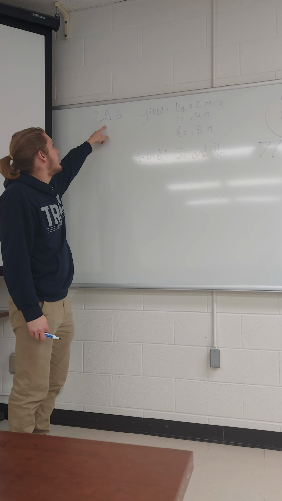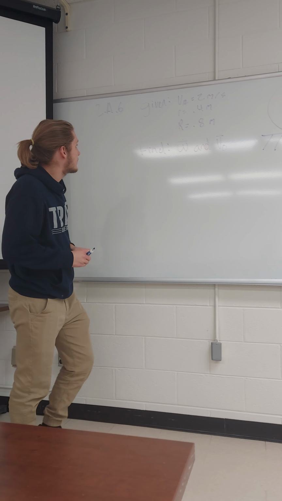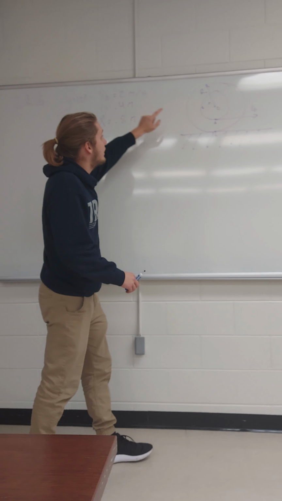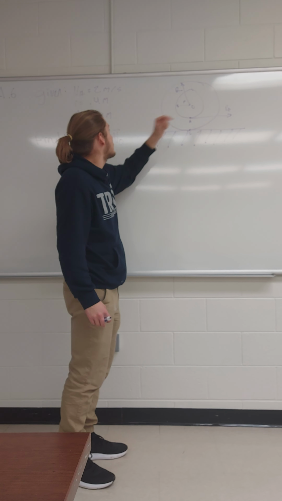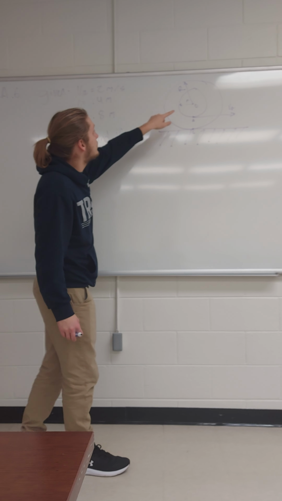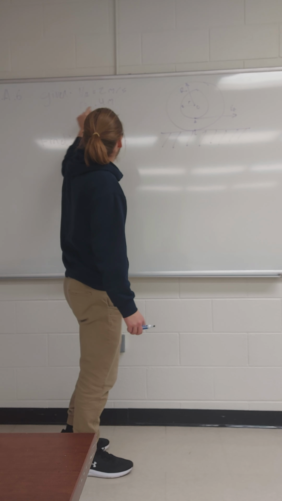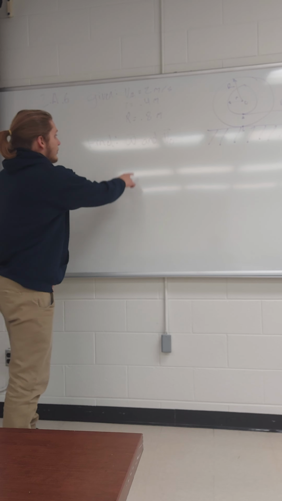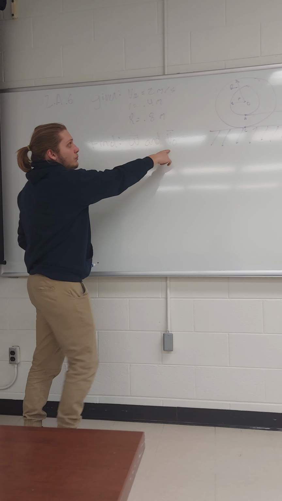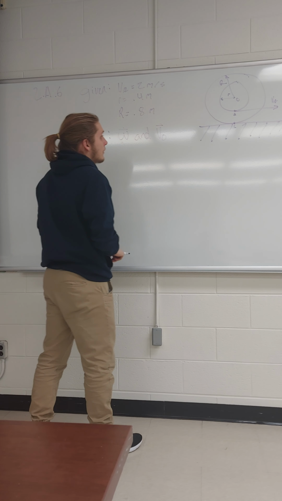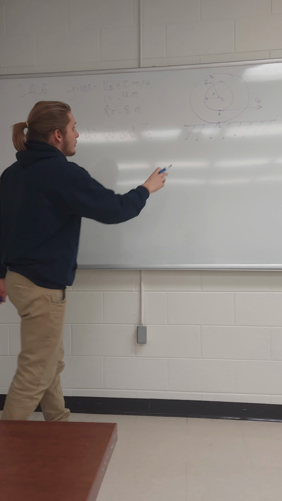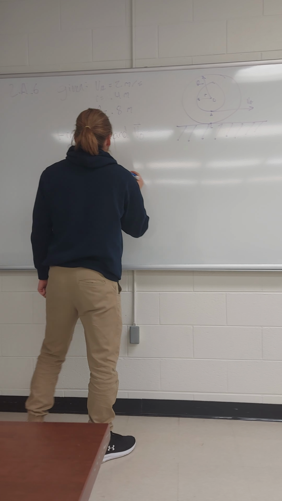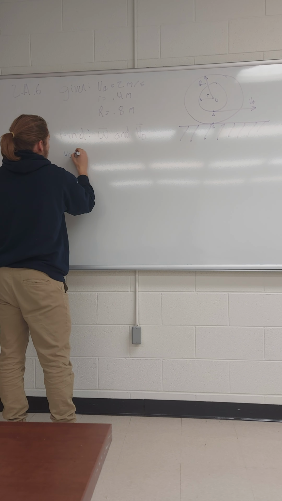So we were given problem 2A6. You're given VA, which is the velocity of point A. You're given little r, which is this little radius, and then big R, which is the radius of the whole disk. And then you're asked to find omega and VO, the velocity of O. So we know that VC is equal to 0.